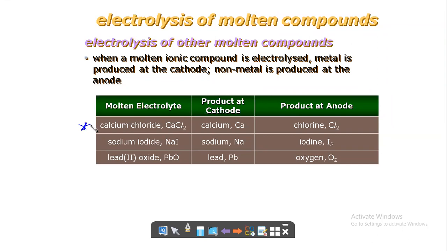Differentiate between these. If the question is asking you about the ion that will move to the electrode, for example, which ion will move to the cathode, your answer will be calcium 2 plus. But if it asks for the product, then it's just calcium. Am I clear? Yes. Anyone having a problem with half equations?